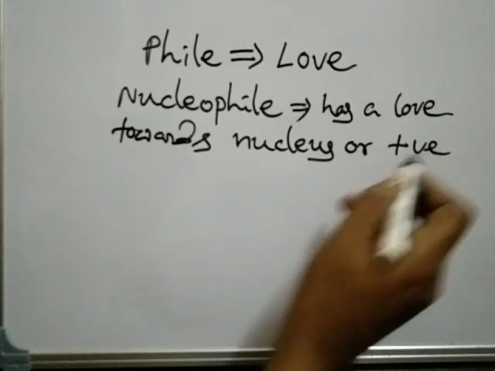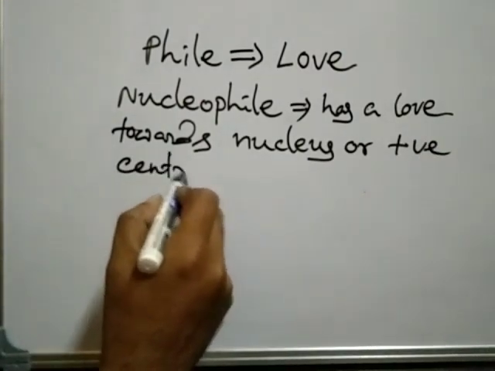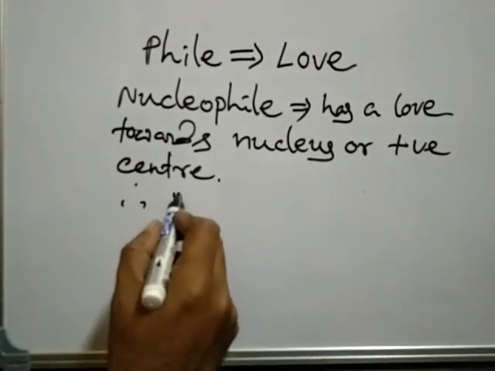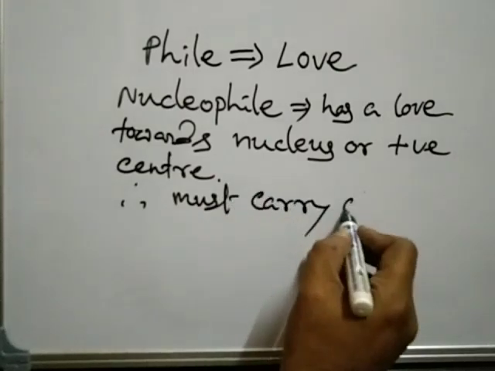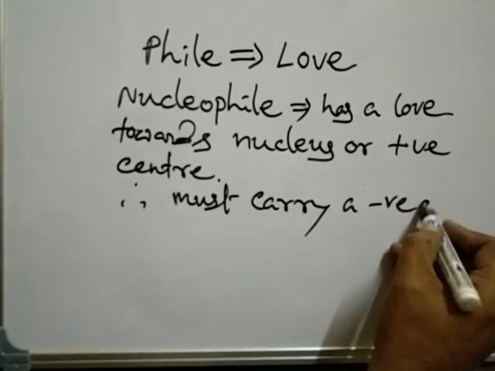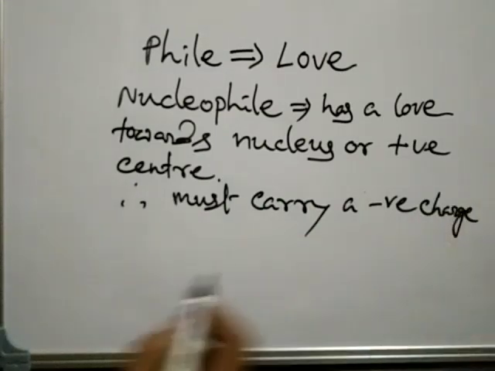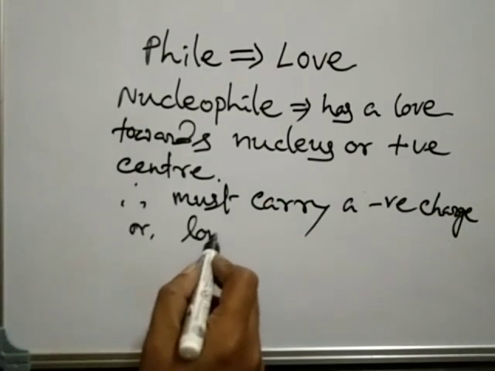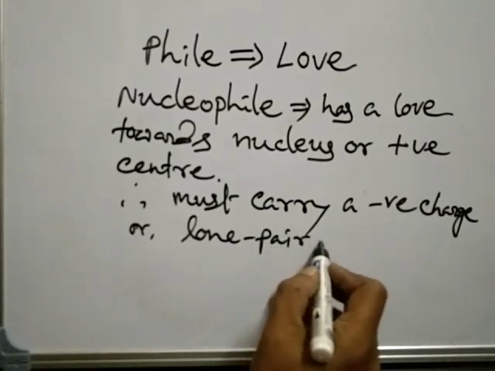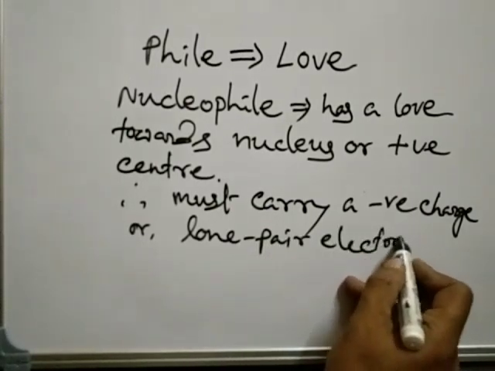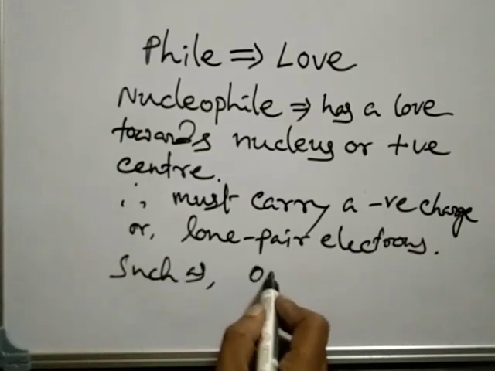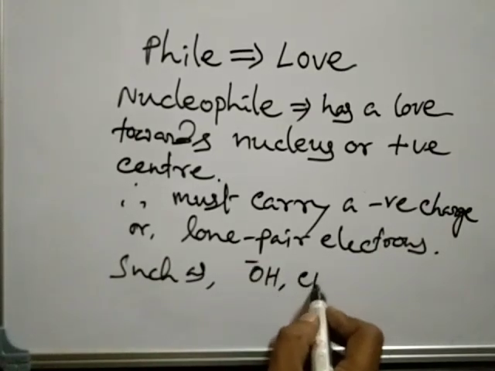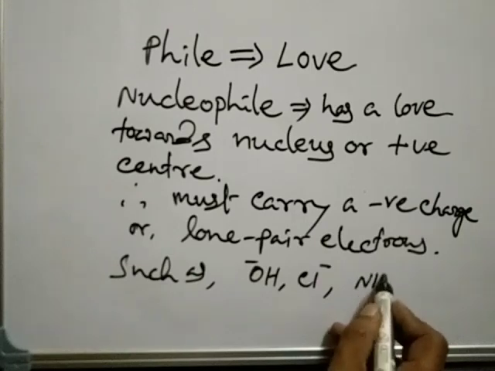Now, a phile in English means love or attraction. An electrophile means a substituent which has an attraction or love towards electrons. In case of a nucleophile, it has an attraction towards a nucleus or a positive center, and in case of an electrophile, it has an attraction or love towards a negative center or electrons.